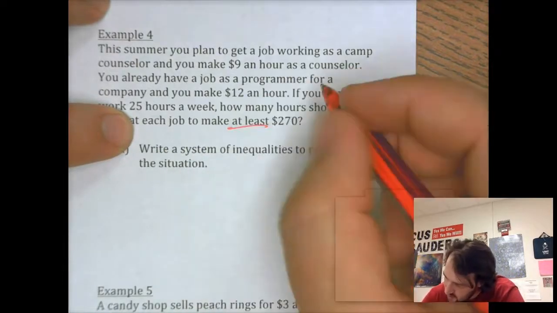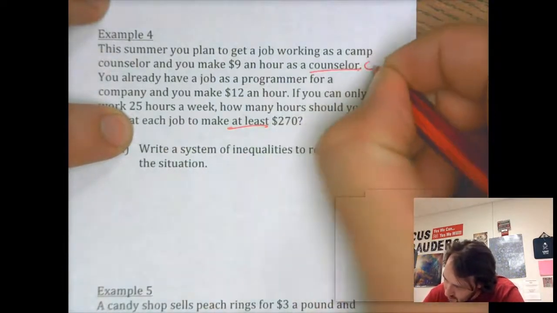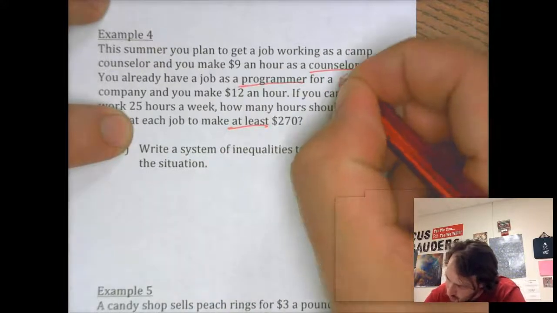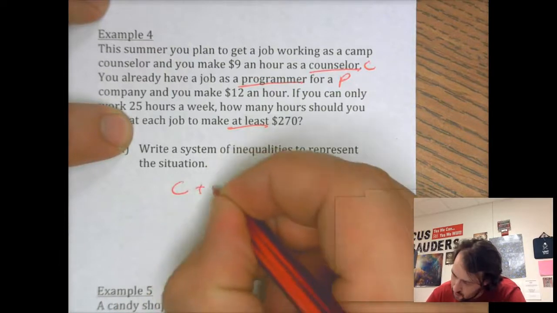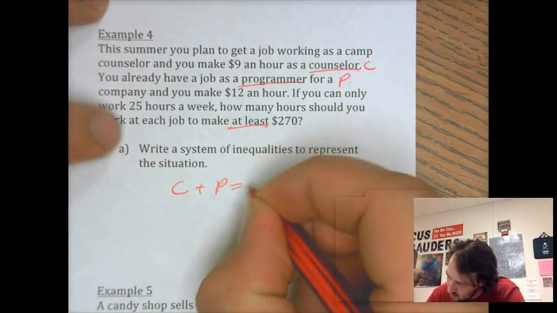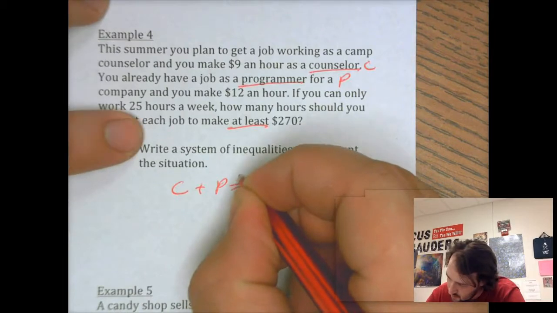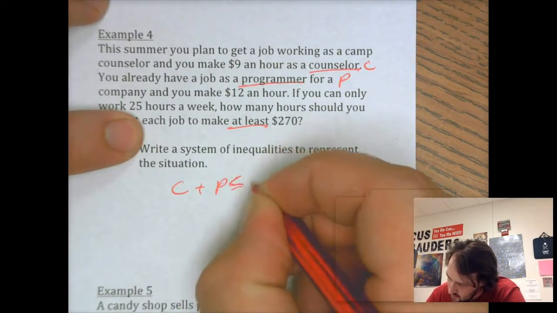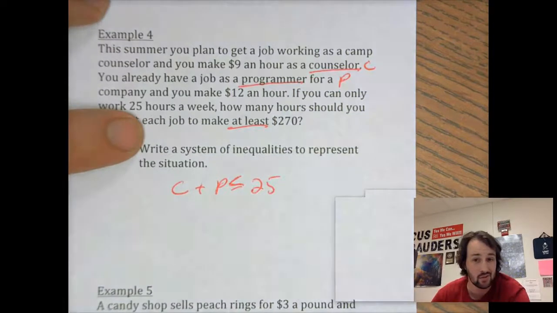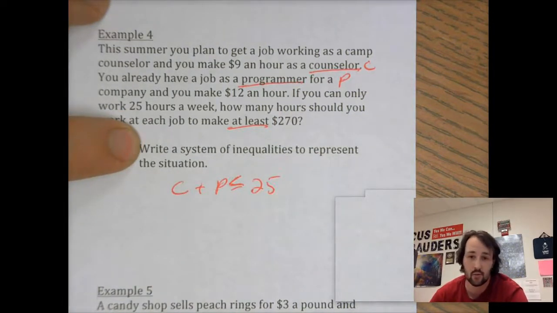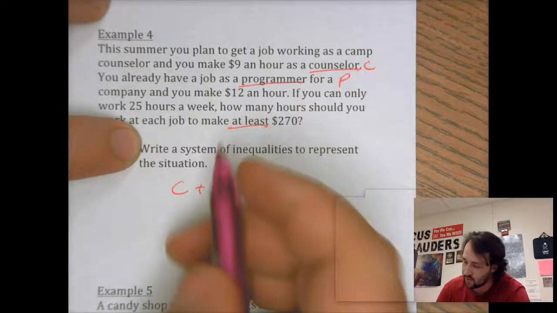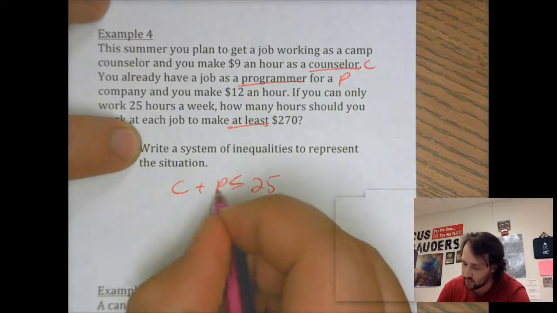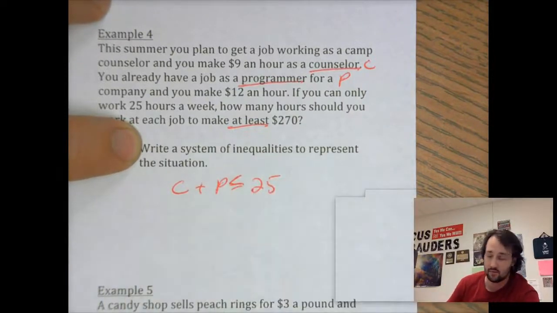So the hours as a counselor, I will call C. The hours as a programmer, I will call P. So counseling hours plus programming hours has to be less than or equal to 25 hours. So you can work less than 25 hours, but you can only work 25 hours. You can't work more than that. So this signifies that the number of hours worked as counselor plus programmer has to be at most 25 altogether.